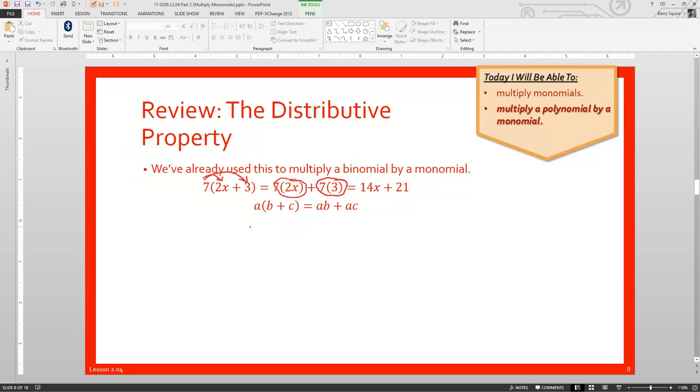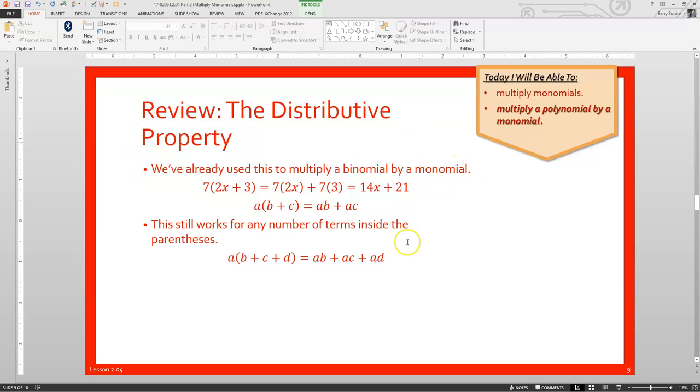And just to make this a little bit more general, we would write this as a times the quantity b plus c equals ab plus ac. I use those words, the quantity of, because I want to be able to specify that what I'm about to say next is grouped together and should be treated as a single unit.